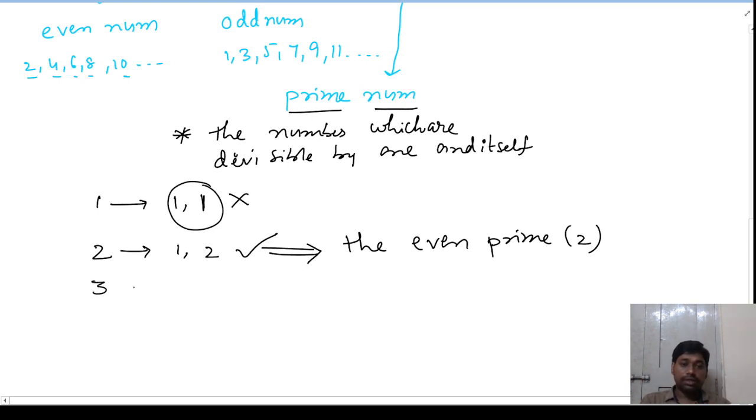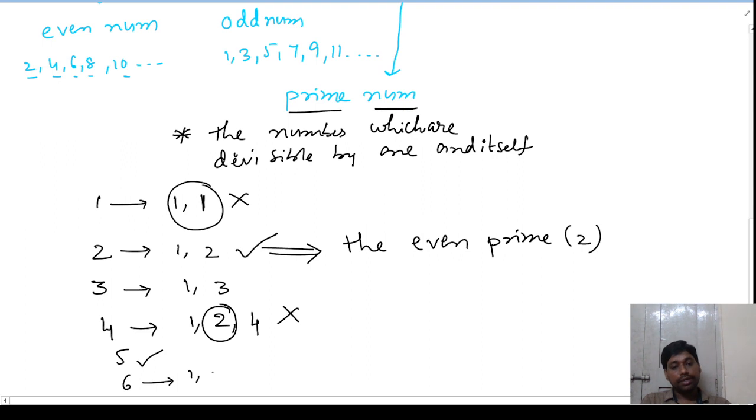Next, 3 has 1 and 3 as factors, so the definition is satisfied. 4 is divisible by 1, 2 and 4, more than 2 factors, so it is not a prime number. 5 is a prime. 6 is not a prime because it is divisible by 1, 2, 3 and 6, more than 2 factors, so it is not a prime number.